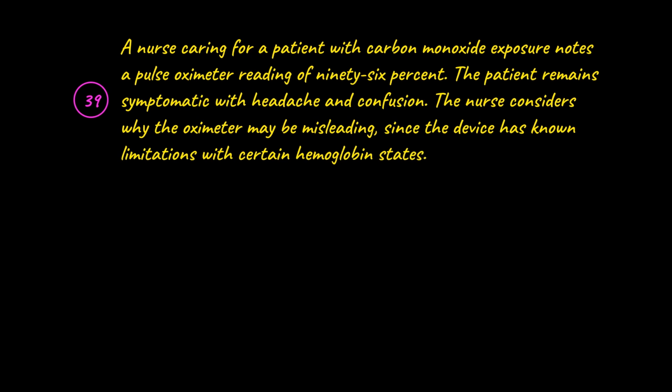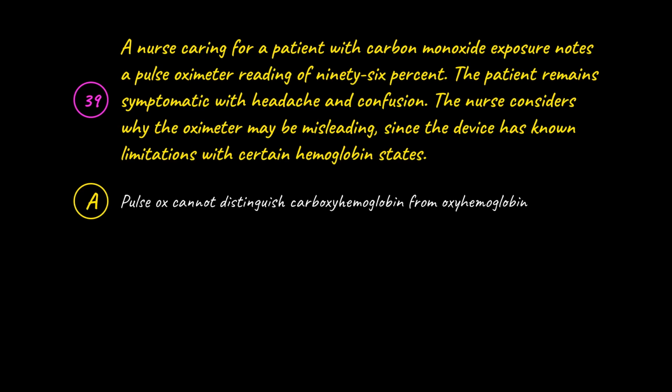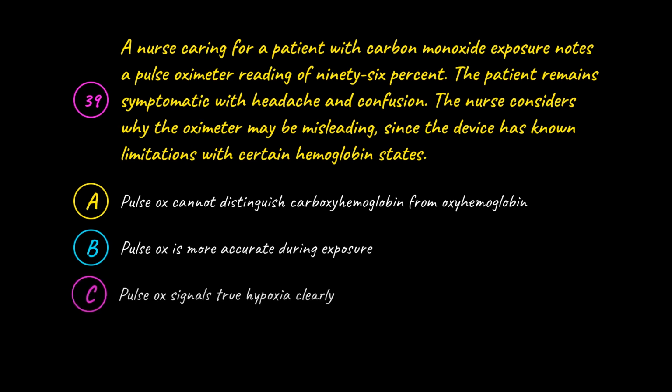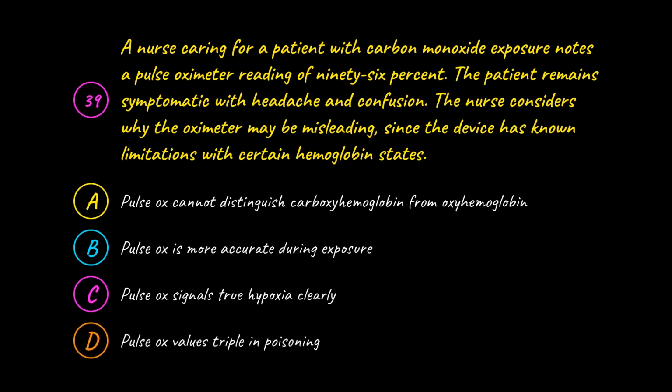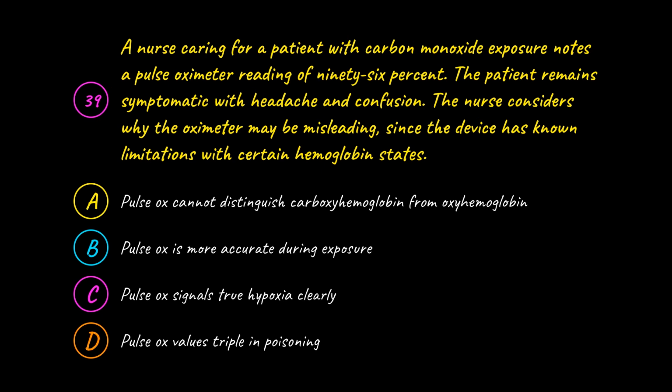Your options are: A. Pulse ox cannot distinguish carboxyhemoglobin from oxyhemoglobin. B. Pulse ox is more accurate during exposure. C. Pulse ox signals true hypoxia clearly. D. Pulse ox values triple in poisoning. Don't overthink it. Which one feels right?